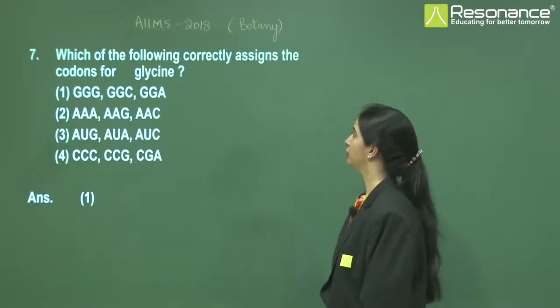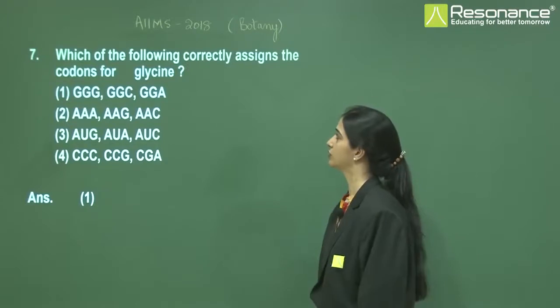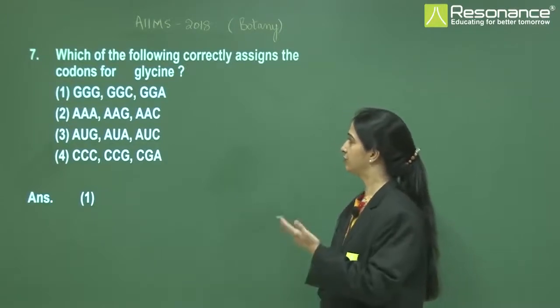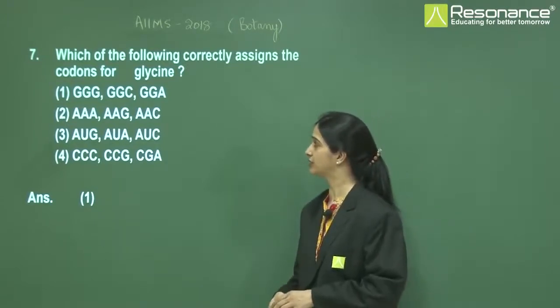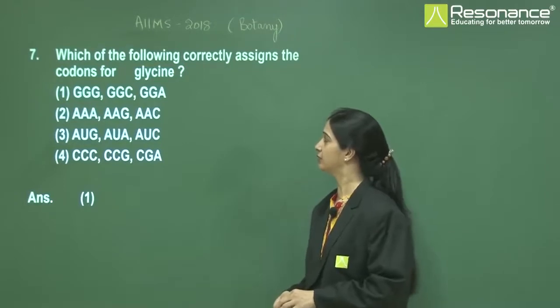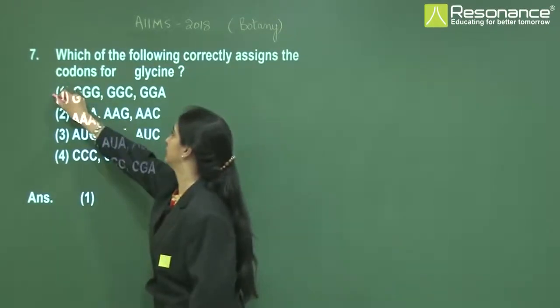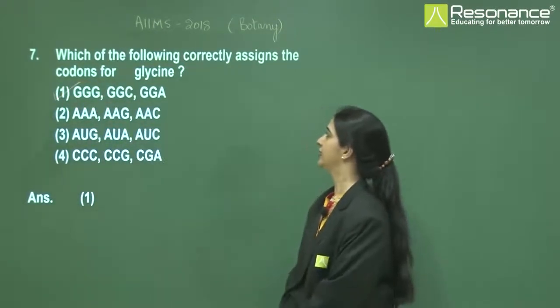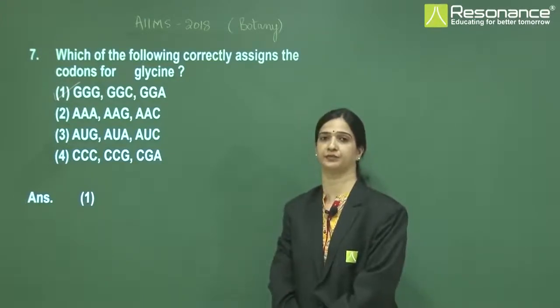Question number 7, which of the following correctly assigns the codons for glycine? Here different codons are given in different options. Here the correct answer will be first, that is GGG, GGC and GGA.